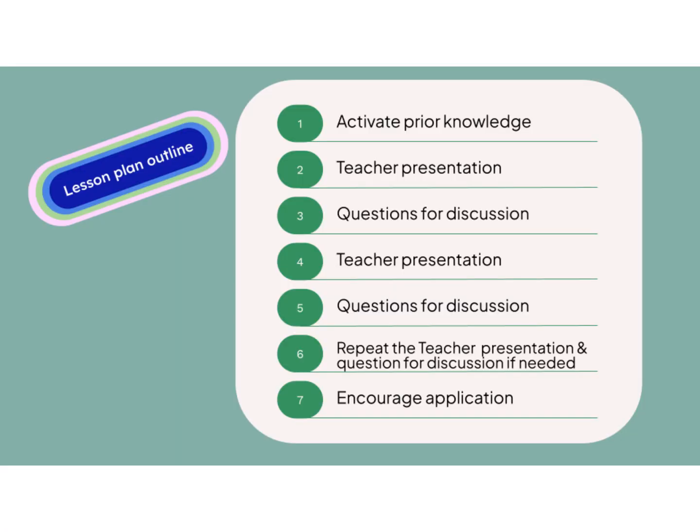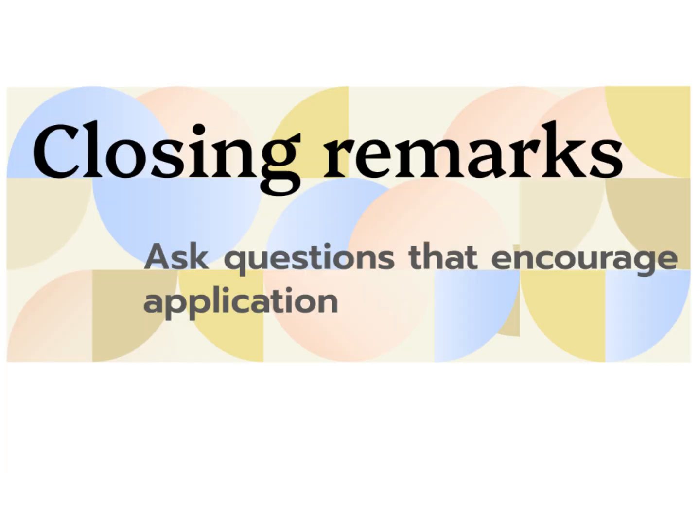Let's review the basic lesson outline. 1. Prior knowledge. What do they know about the subject? 2. Then teacher presentation, using an excerpt from a conference talk to teach one principle of the gospel. 3. Ask a question. What helps the student analyze for understanding, or a question that invites feelings and testimony. Repeat steps 2 and 3 2 more times with different principles. Then end with closing remarks from the teacher and ask questions that encourage application.